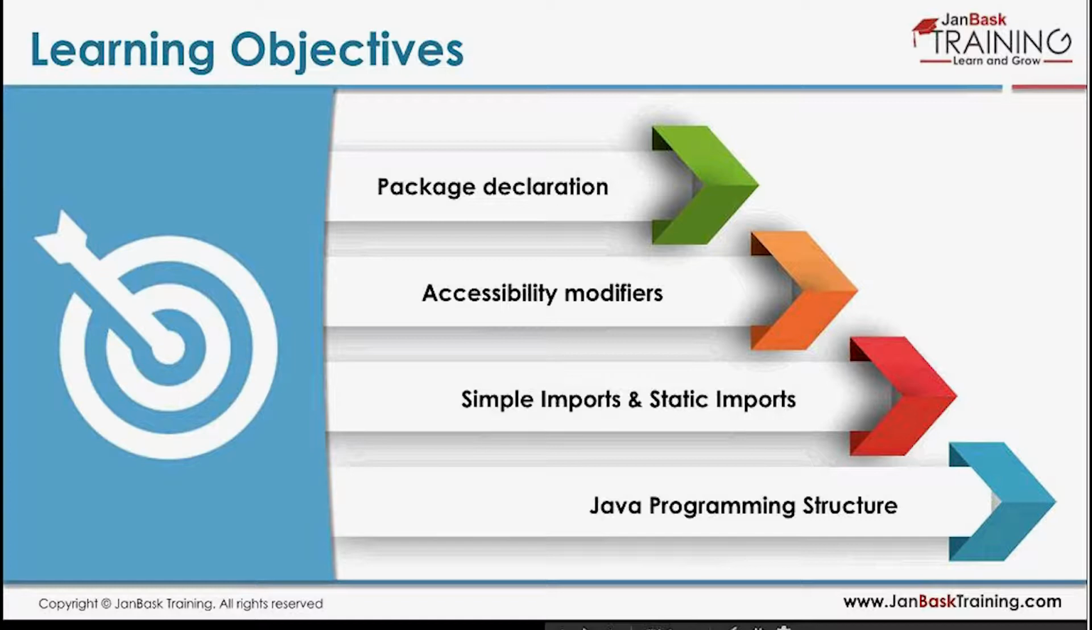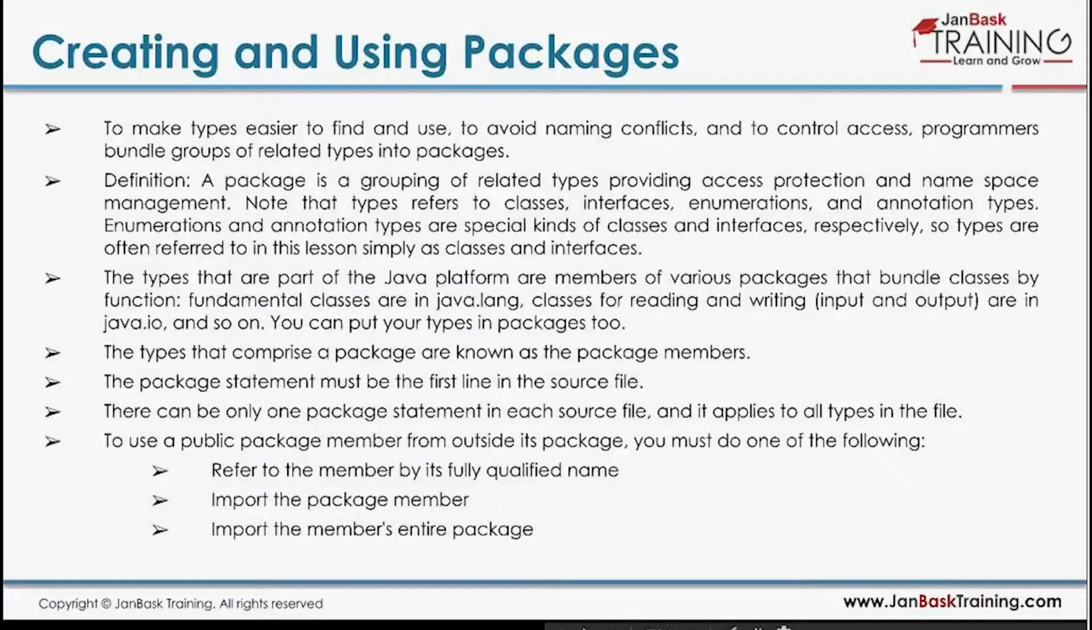The next topic that we are going to cover today is accessibility modifiers. As I said, accessibility modifiers are a way of telling what is accessible in what areas of your program. Then we are going to talk briefly about static imports and simple imports. So basically, how do you import, and what is the difference between a static import and a simple import? The next topic is the Java programming structure. How do you structure your program? That's the entire goal of the class that we are going to focus on today.